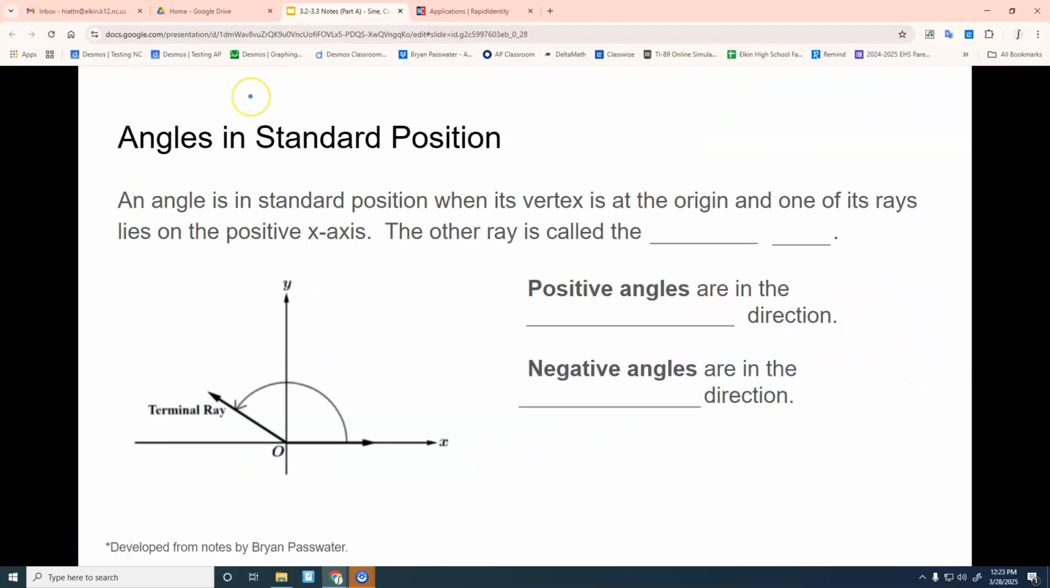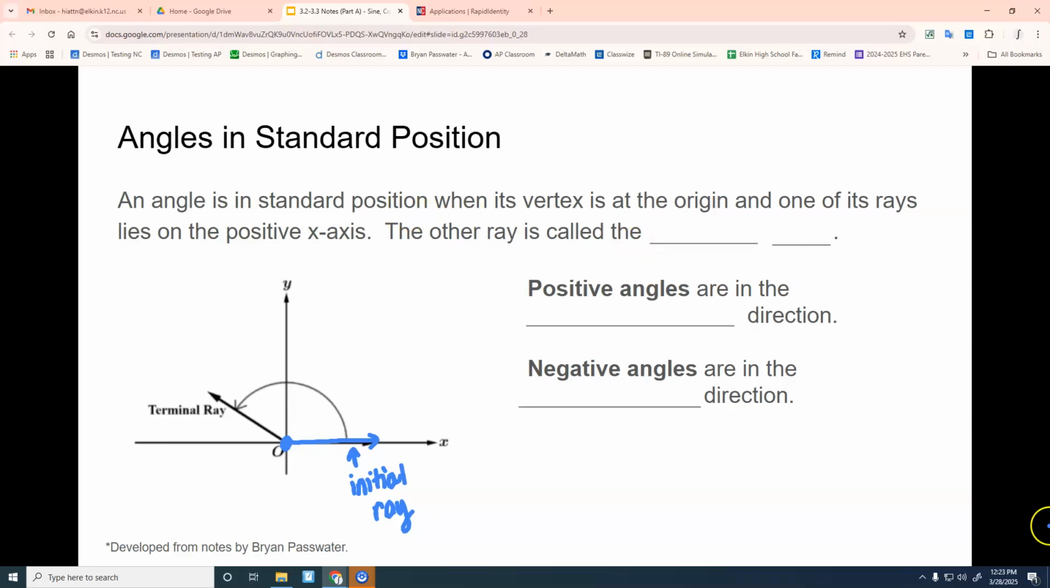All right. So let's do this first. On the unit circle, all of our angles are going to be in standard position. An angle is in standard position when its vertex is at the origin. So right here is the vertex of your angle. And one of its rays lies on the positive x-axis. And I didn't put it on here, but that ray right there is called your initial ray. So for an angle to be in standard form, the origin has to be its vertex, and one side of that angle has to lie on the positive side of the x-axis.